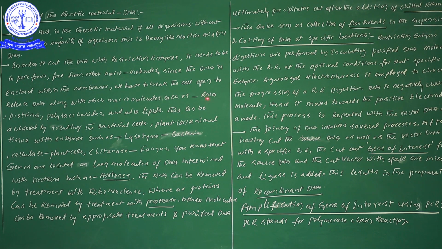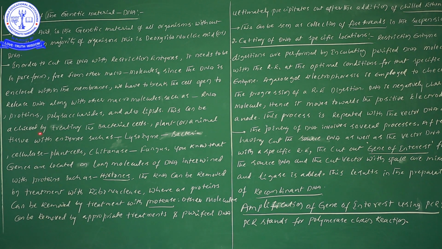Now let us take RNA, proteins, polysaccharides, and lipids. Likewise, there are different types of macromolecules that we can see. But we do not need all these macromolecules; the pure form of DNA is needed. So in this particular case, this can be achieved.